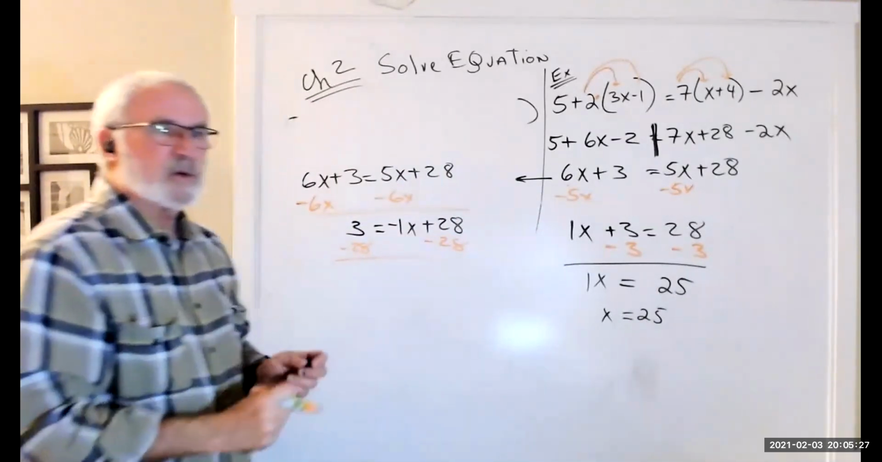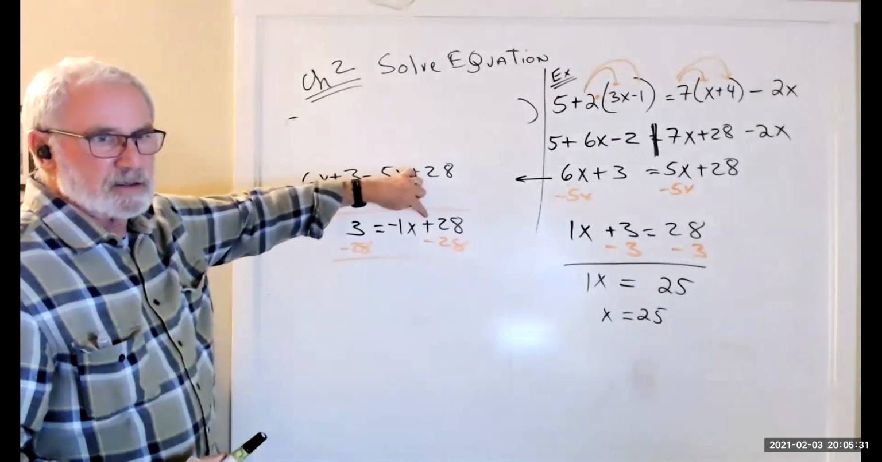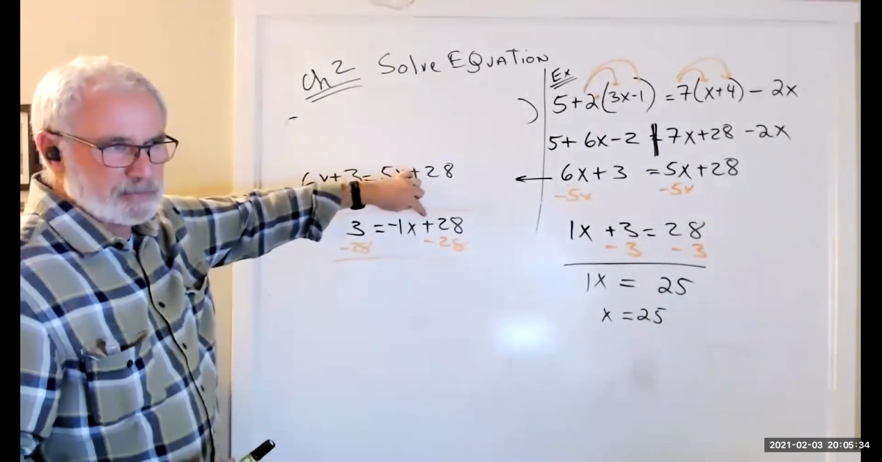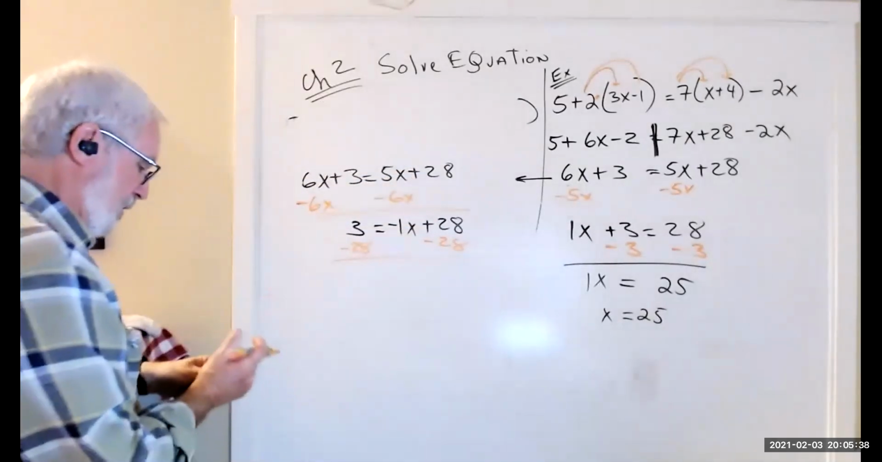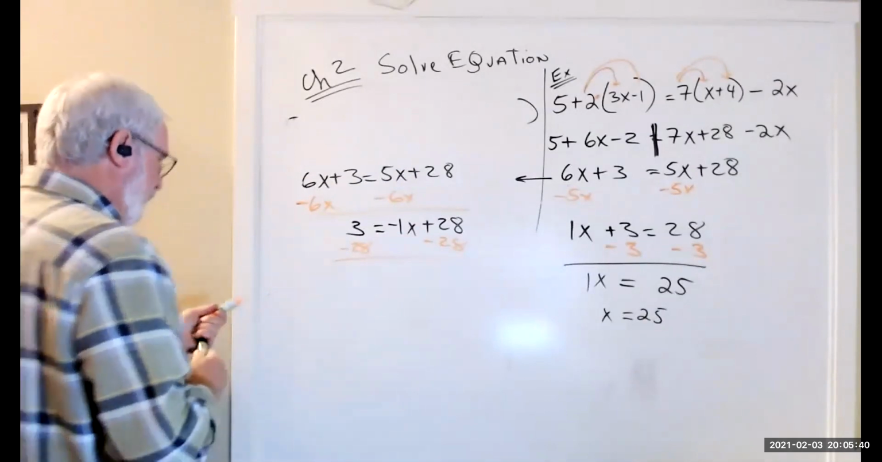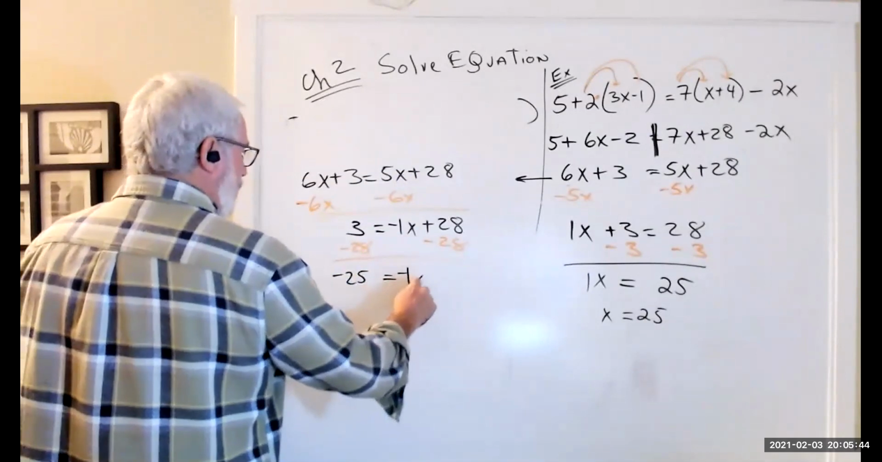Why was it a minus 28? Because that's a positive 28 or a plus 28. So the only thing that cancels out a plus 28 is a minus 28. But you have to do it to both sides. So we end up here with negative 25 equals negative 1x.